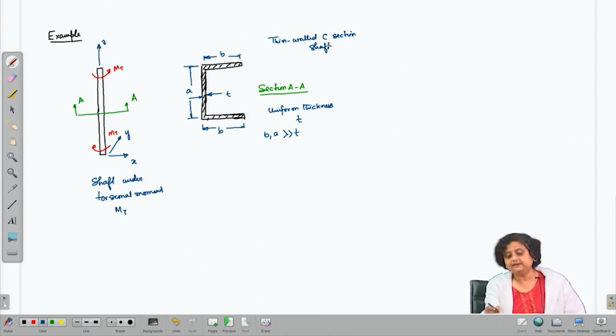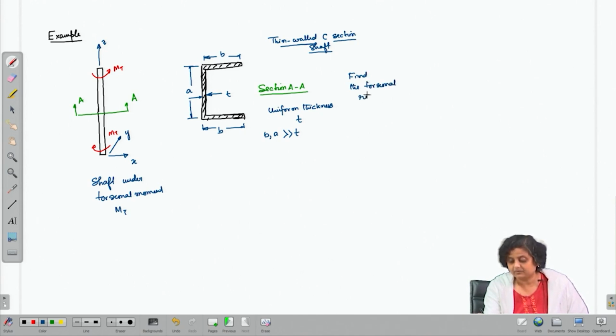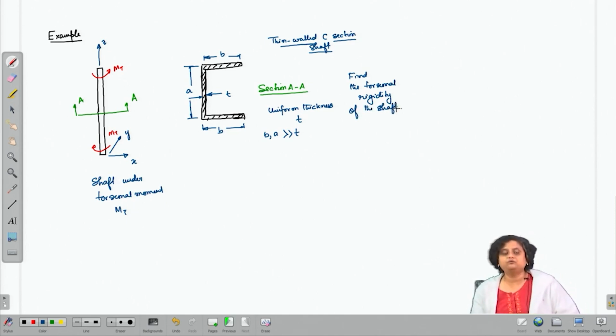Okay. Now if I need to find out the torsional rigidity, so the question posed is: find the torsional rigidity of the shaft. So how are we going to find this out? So we are going to find this out in this form. We are going to take a cross section which has this uniform thickness T.